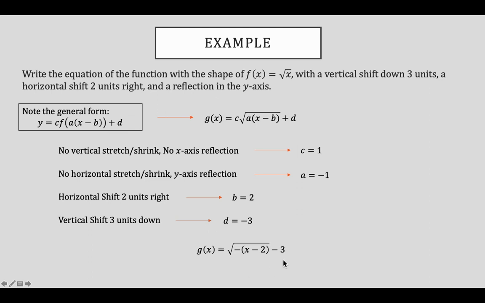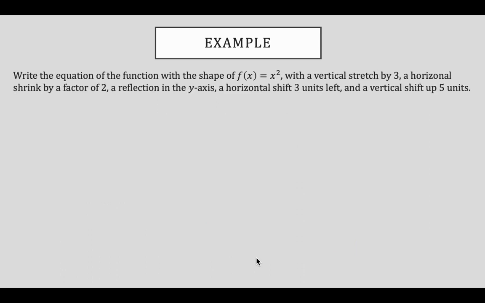Now, that's a good final answer, and I would probably give you full credit for that on a test or quiz. One thing that we could do to make it look a little bit better is just distribute this negative through. This would be g of x is equal to the square root of negative x plus 2, minus 3.